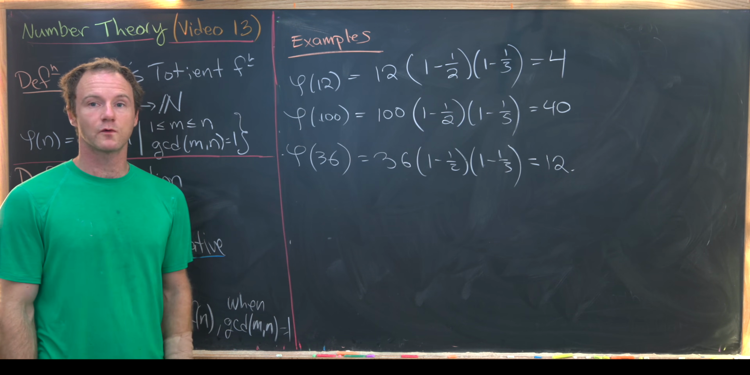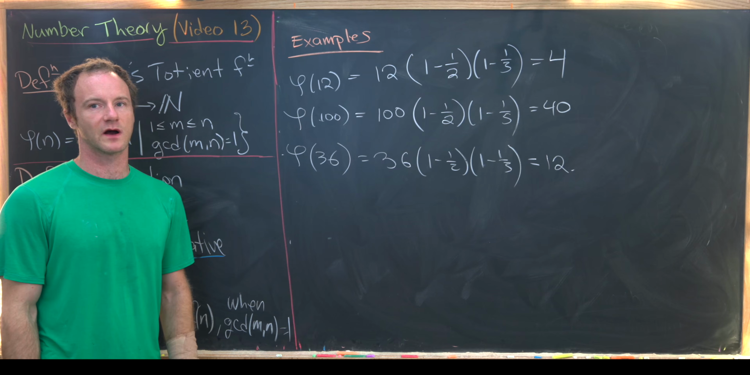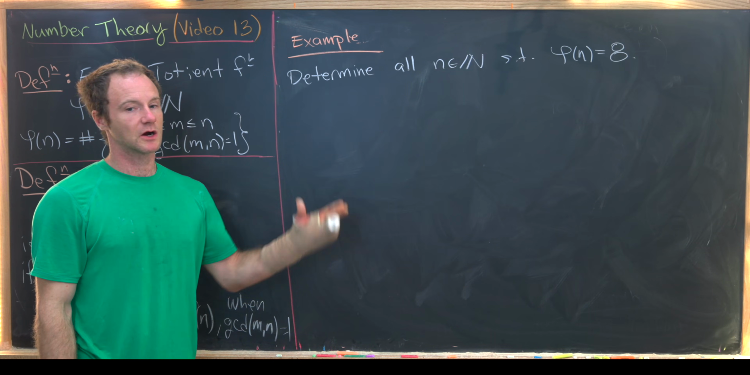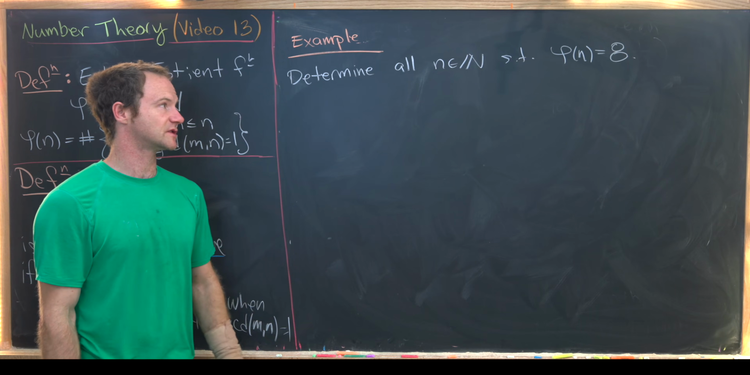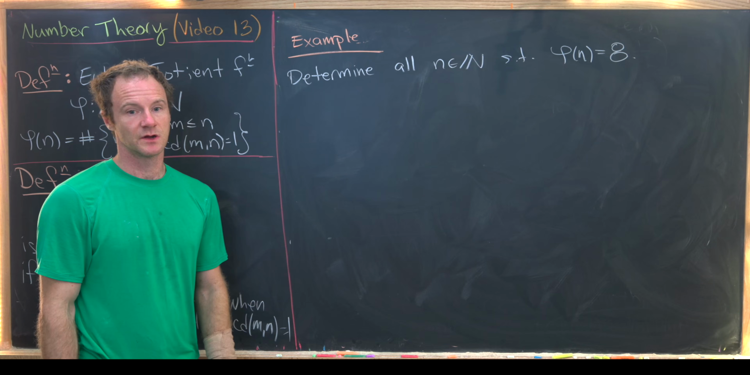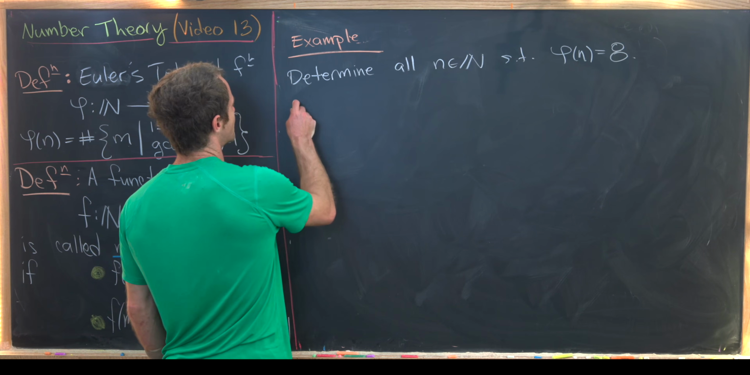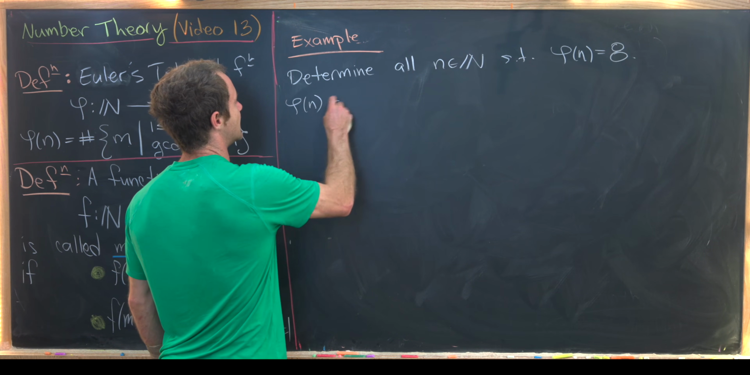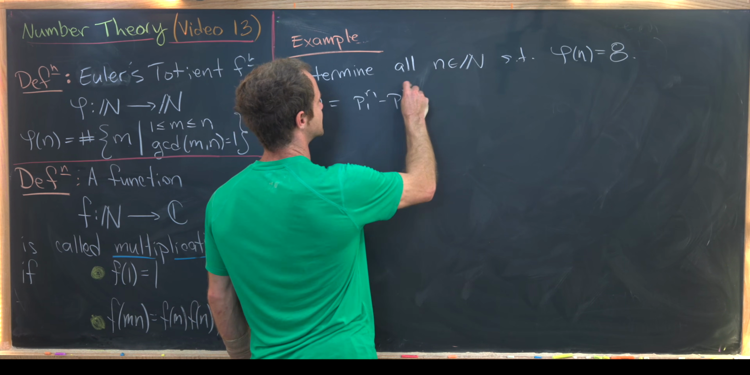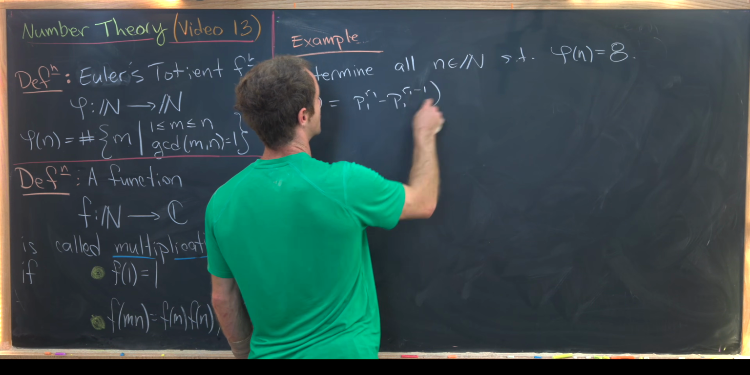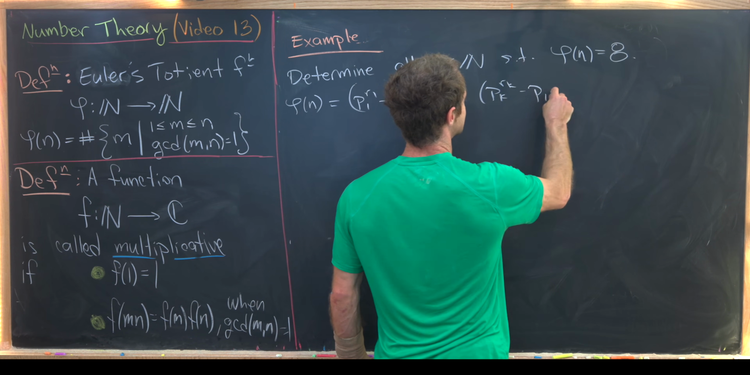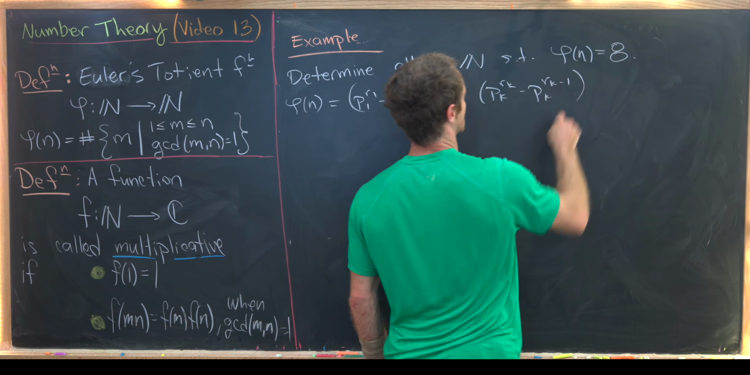Okay, so let's do one more example before we present some warm-up problems. Okay, so now we're going to do a little bit bigger of an example. So our goal is to determine all natural numbers n such that phi of n equals the number 8. Okay, so let's first recall that our phi of n will give us p1 to the r1 minus p1 to the r1 minus 1, all the way up to pk to the rk minus pk to the rk minus 1.